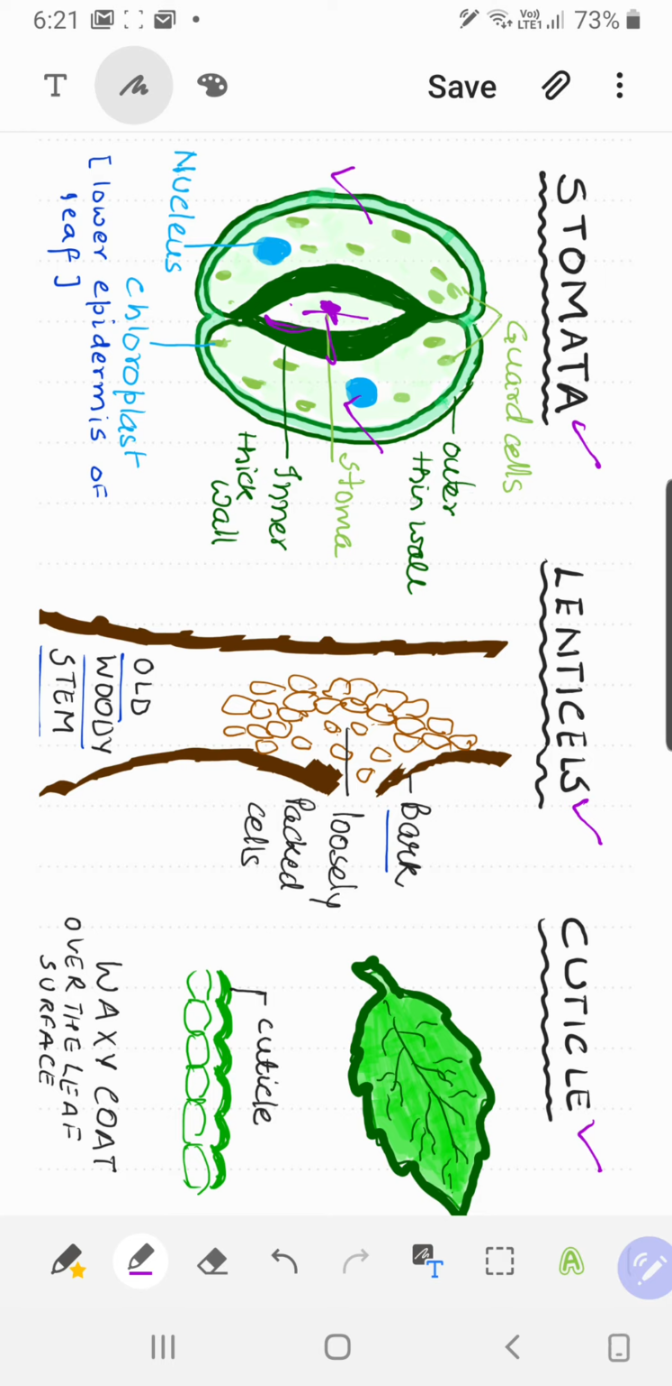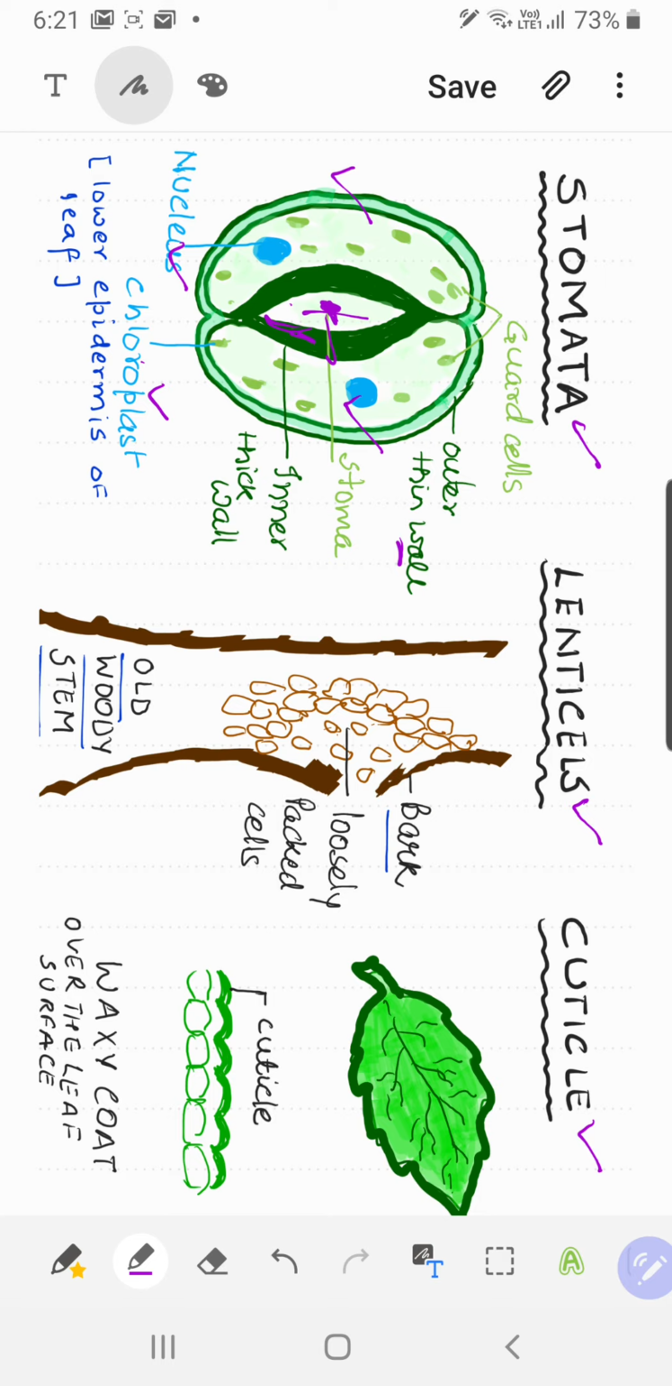You can see that the guard cells have an outer thinner wall and an inner thicker wall, and then the chloroplast and nucleus are also there. This is how you draw stomata properly along with the guard cells. If ever it comes to drawing, now you know how the stomata has to be drawn.